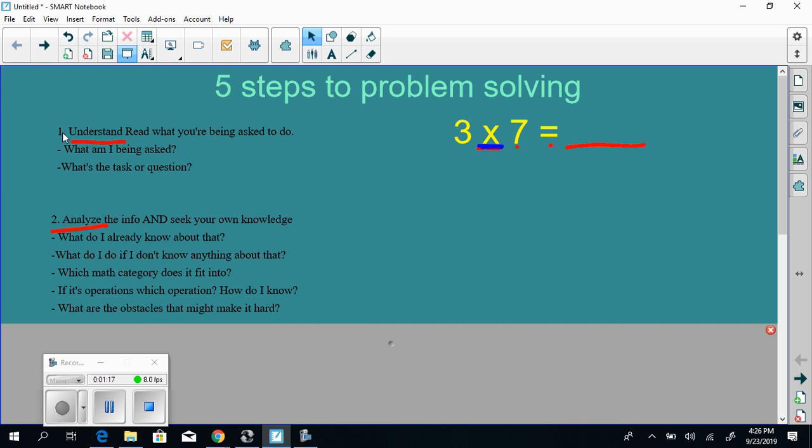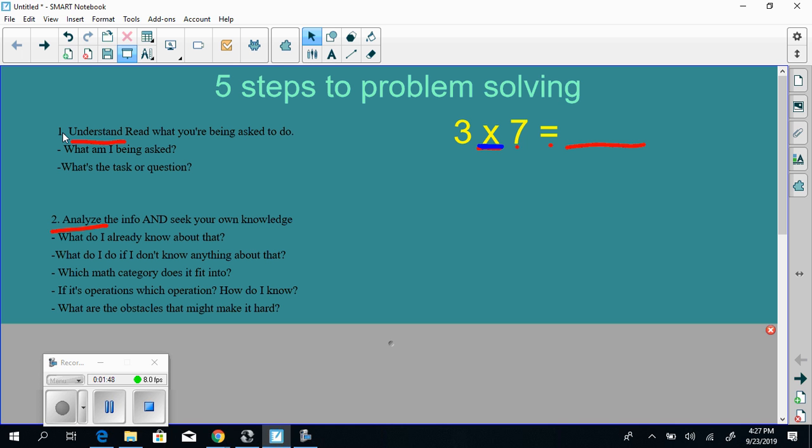And if it's operations, like adding, subtracting, multiplying, dividing, how do I know it's that? This one's pretty easy because the operation is right here. It is multiplication. It fits into the math category of numbers and operations. And then an obstacle that might make it hard for me is if I don't know anything about multiplication. So I want to look up notes that I have about multiplication if I didn't know anything about it at all. So I'm going to look at 3 times 7.